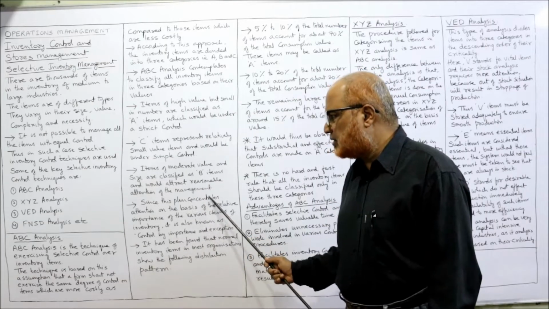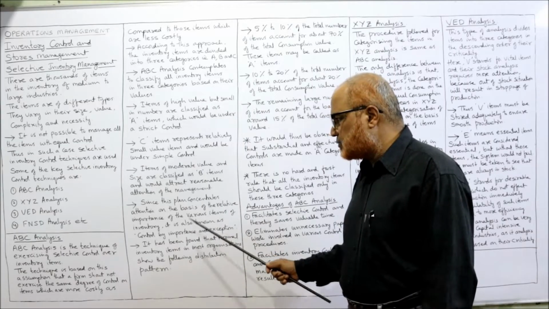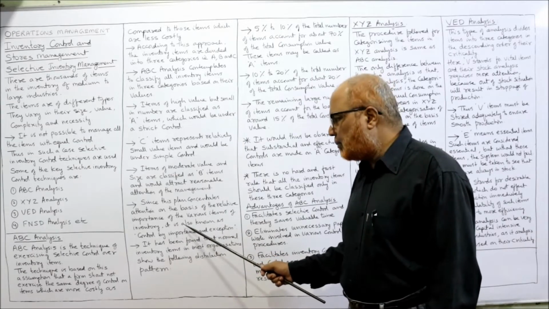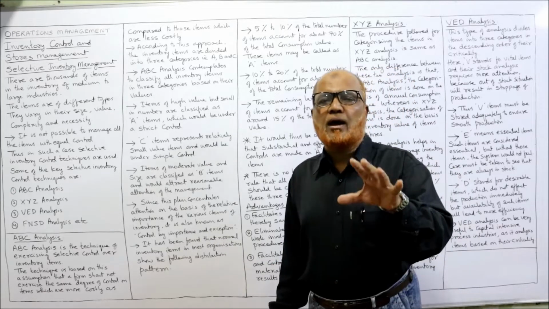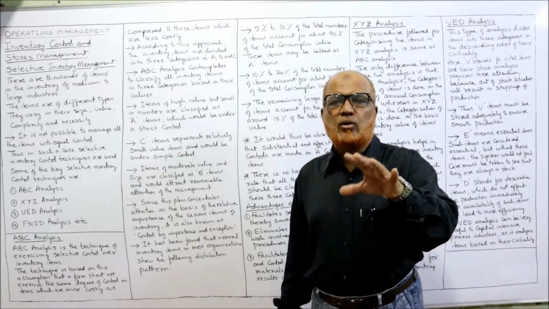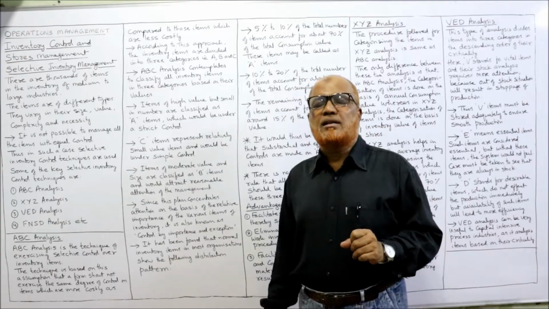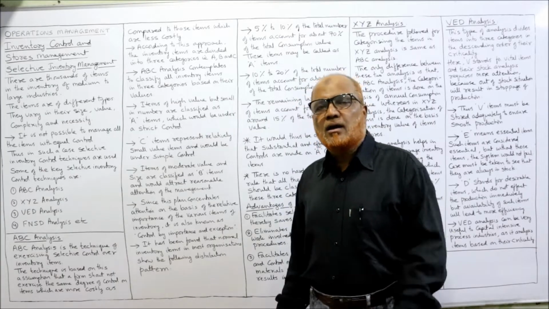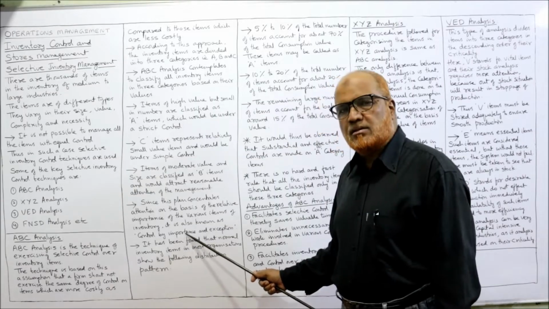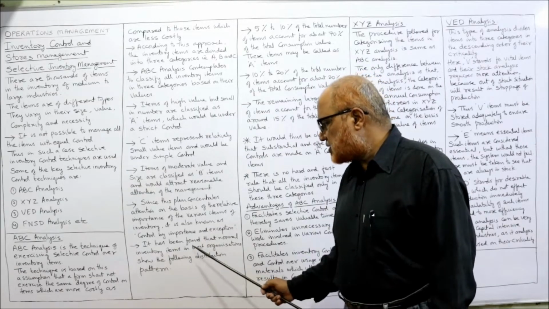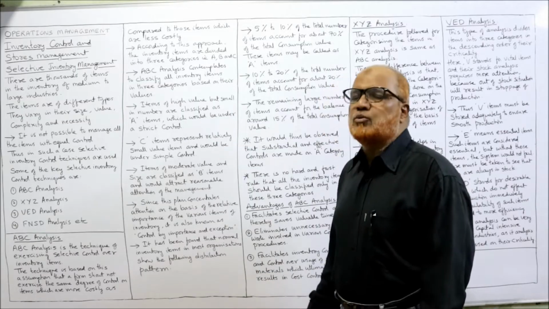Since this plan concentrates attention on the basis of the relative importance of the various items of inventory, it is also known as control by importance and exception. Because we are controlling according to value, more control, less value, less control. That's why this technique of ABC analysis is also known as control by importance or exception.